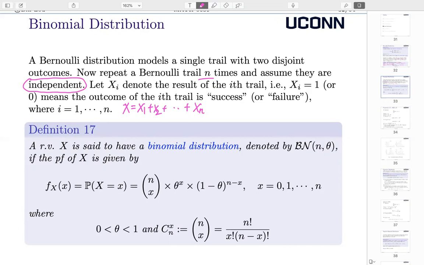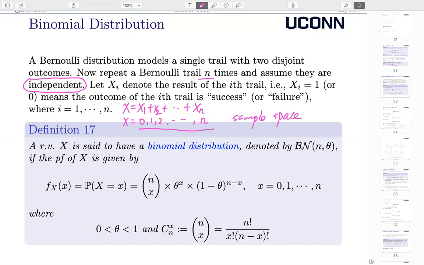Since each xi will be either 0 or 1, the smallest possibility for x is 0, which means all of them are 0. Let's say I toss a coin n times, and every time I get a tail. Then I have n failure events. It goes all the way to n. Small n is the maximum value I can possibly get, meaning for each toss I get a head. That's the luckiest case I can hope for. So now this is the sample space, right?